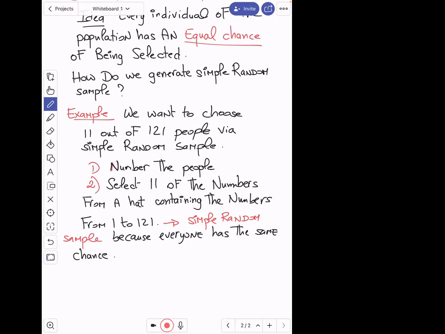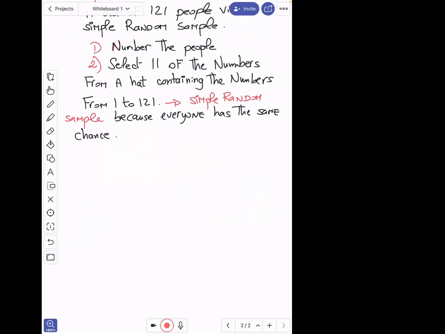Of course, there are other sampling techniques. So we have the simple random sample, and then number 2, we have what I call stratified sampling. The idea in stratified sampling is that you divide the whole population into subgroups, and then you choose random samples from each subgroup.